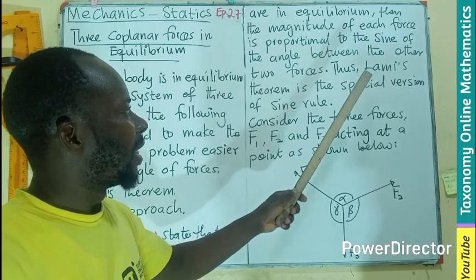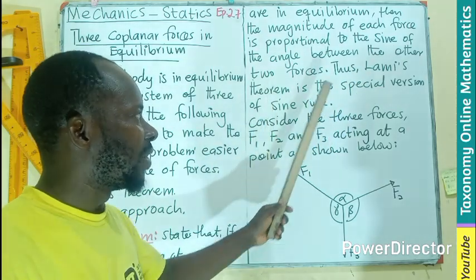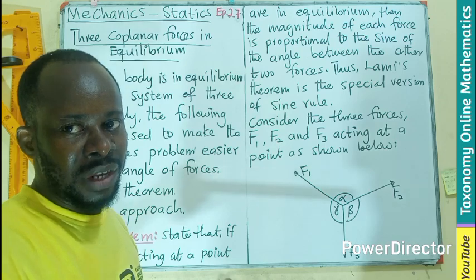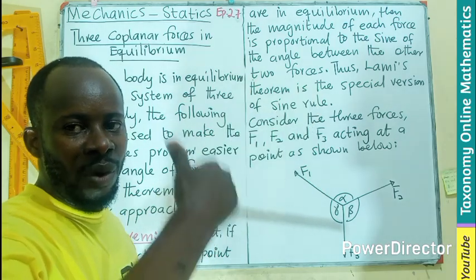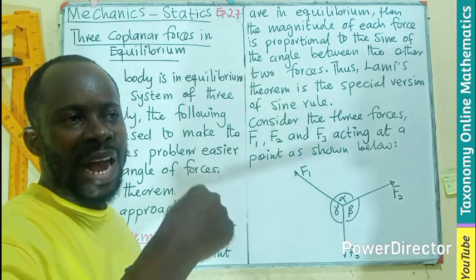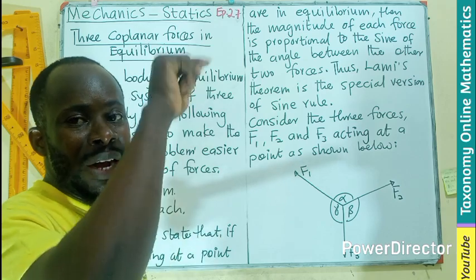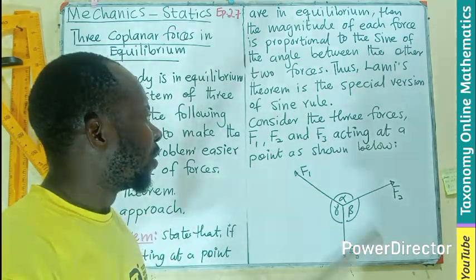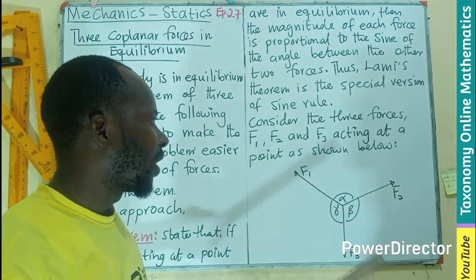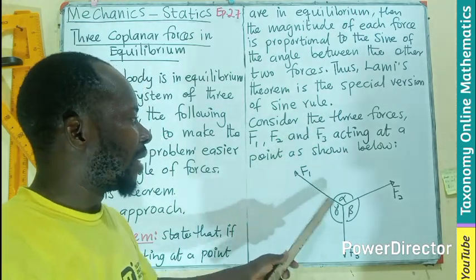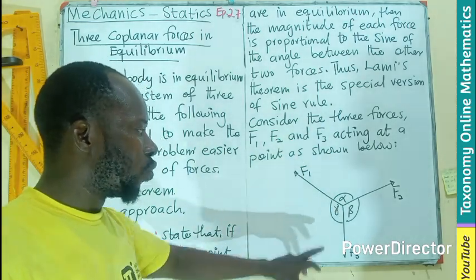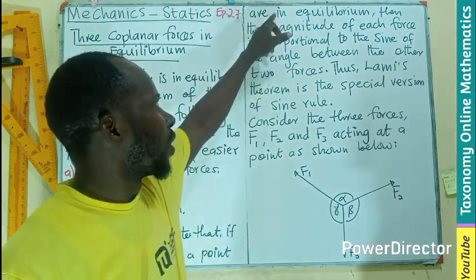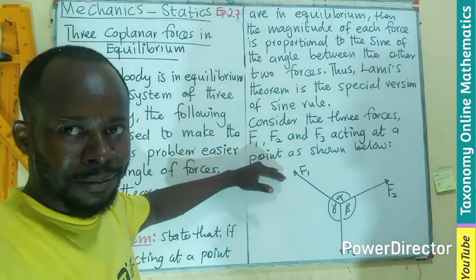Lami's theorem is a special version of the sine rule. You know, the sine rule is the side of the triangle divided by the sine of the angle facing that side, equals the other proportional side. So if you consider force 1, force 2, force 3 acting at a point, then we can say this. What will be the mathematical version of what we just explained here?